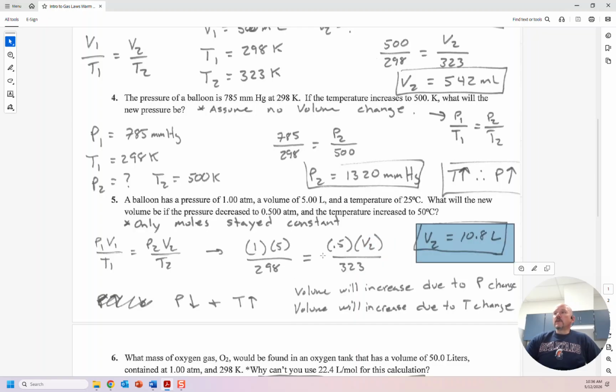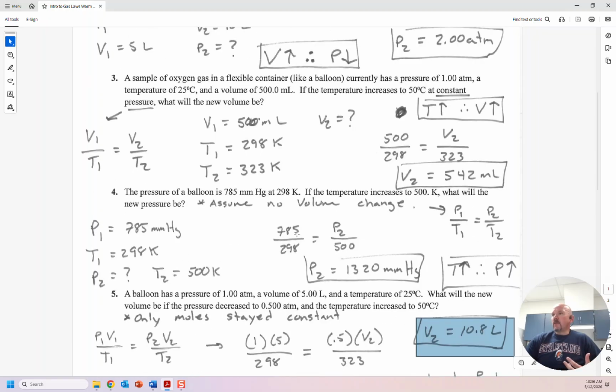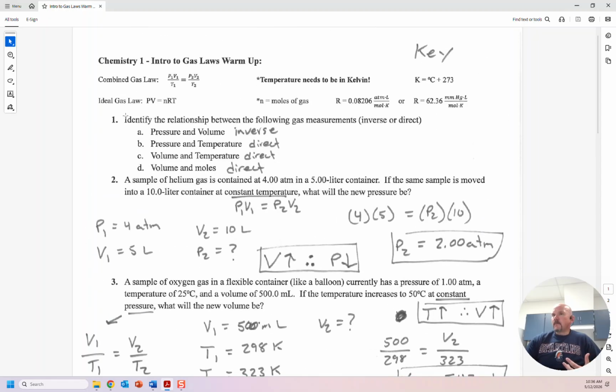Okay. So those are examples of gas law questions where you would use the combined gas law or any of the smaller gas laws that make the combined gas law. So P1V1 equals P2V2, or V1 over T1 equals V2 over T2, or P1 over T1 equals P2 over T2. So those are those types of questions, right?